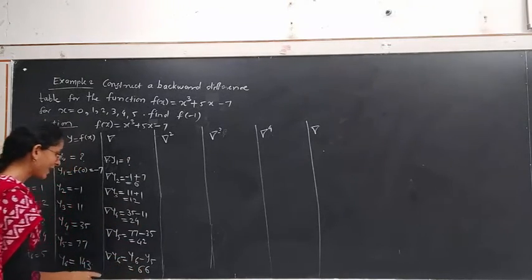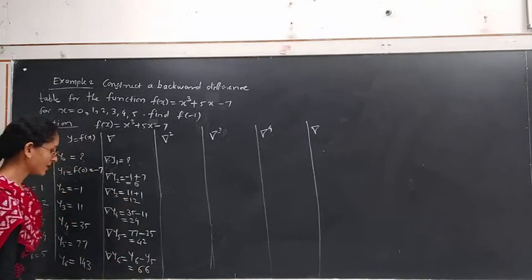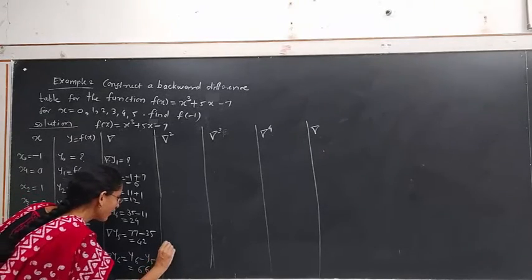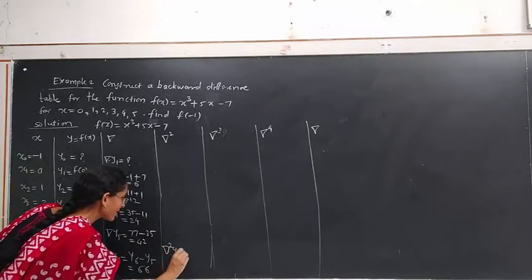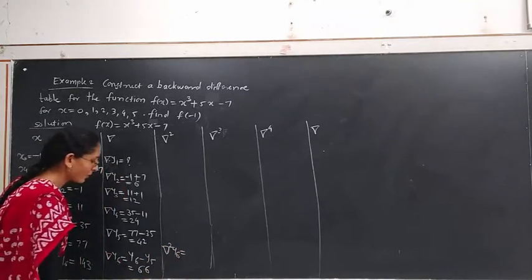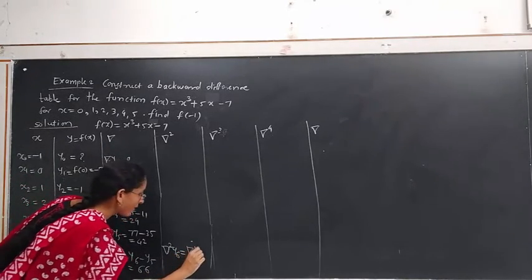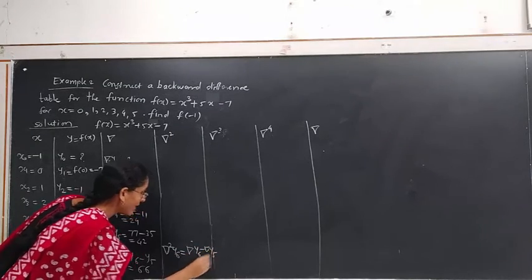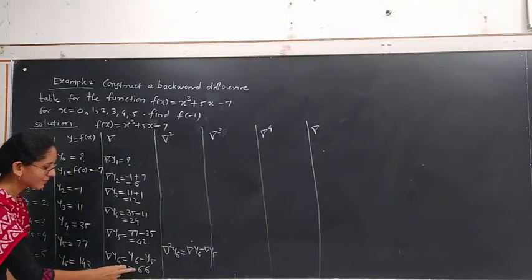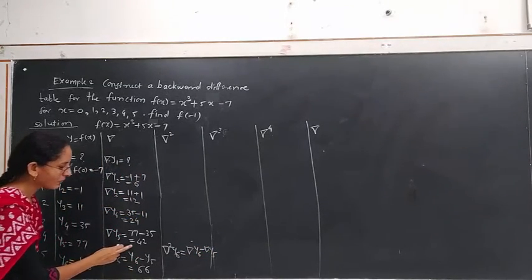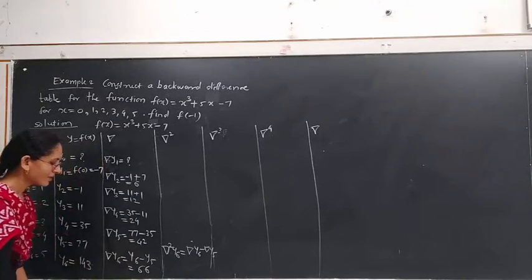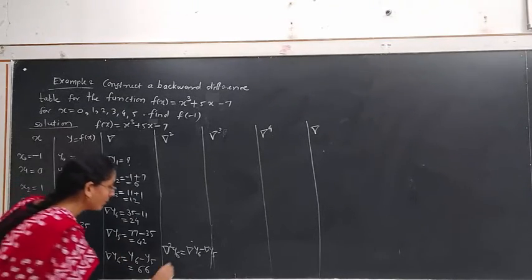In the next column we get second order backward differences. Del square y6 is equal to, what is the formula? Del y6 minus del y5. Del y6 value is 66 and del y5 value is 42. Hence this difference is 24.